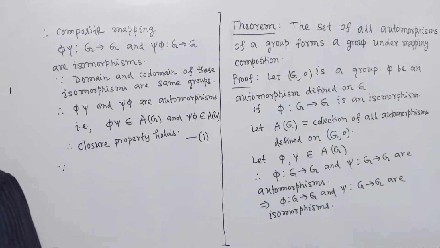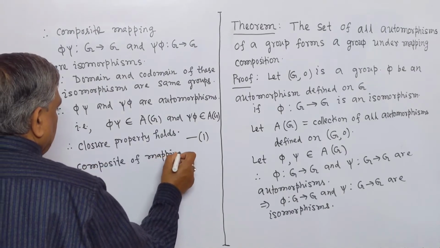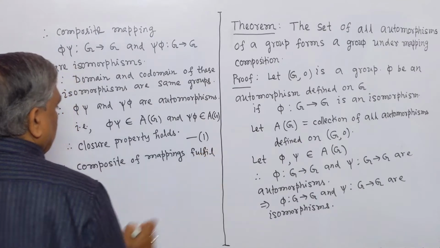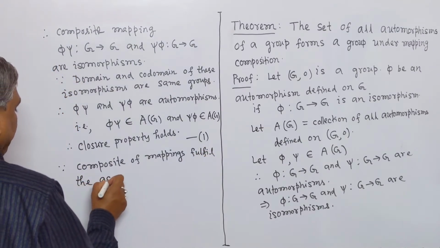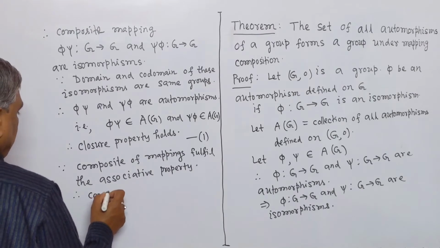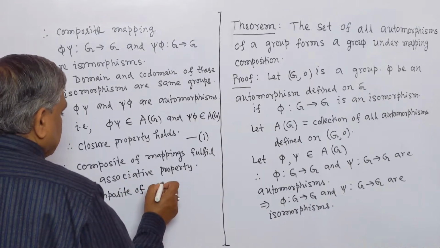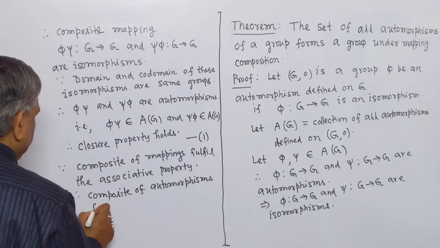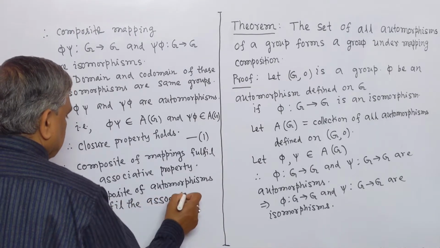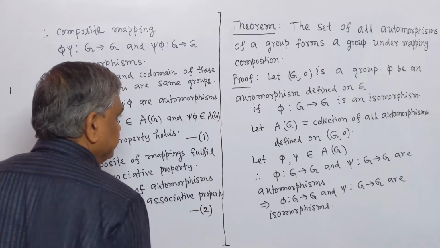Since composite of mappings fulfills the associative property, therefore composite of isomorphisms fulfills the associative property. This is number 2.